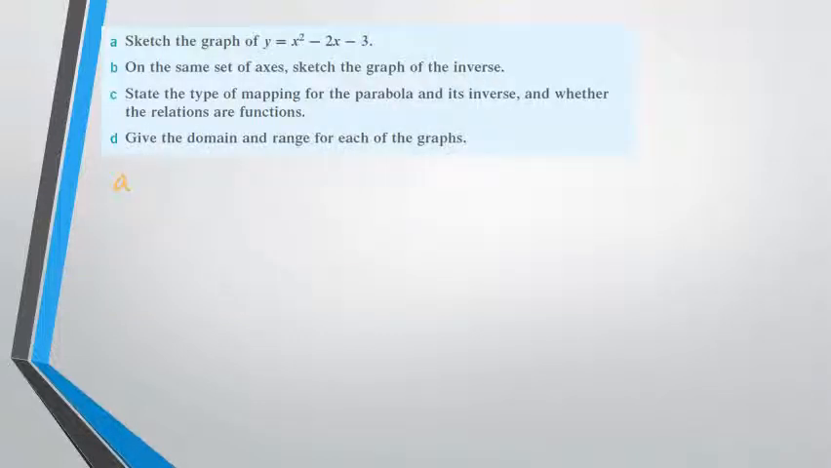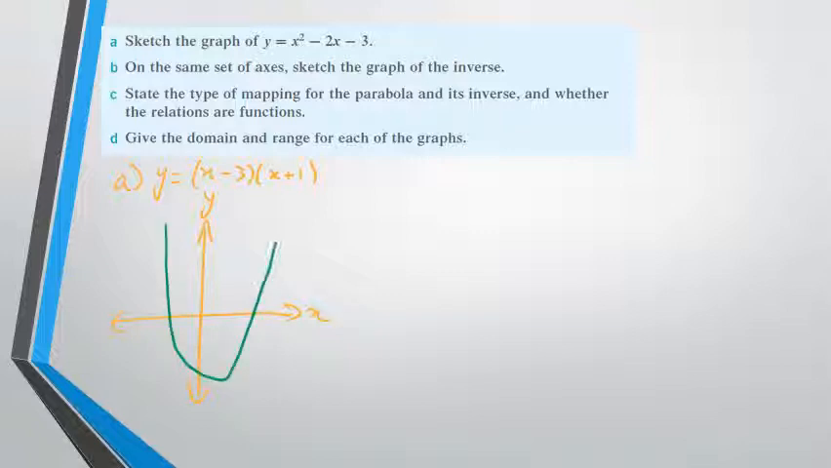So, A, sketch a graph of x squared minus 2x minus 3. We'll factorize that. So, it's x minus 3, x plus 1. Then let's try green. It's a positive parabola. It goes through 3 and -1, so it's like that. We can see this is not a negative parabola. 1, yeah, that's 4.